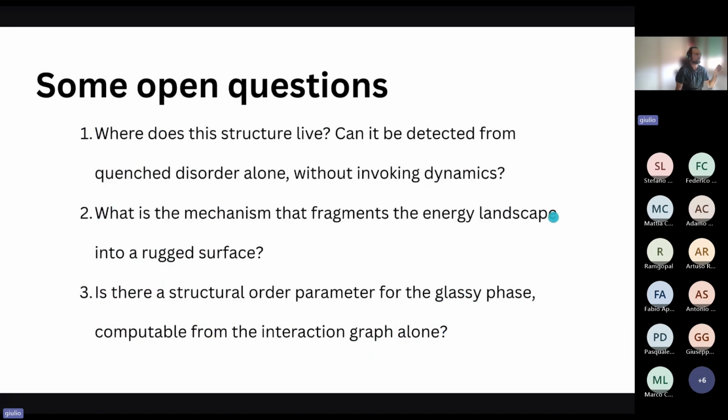So there are some open questions already here. Where does this ultrametric structure live? Can it be detected without invoking the dynamics?